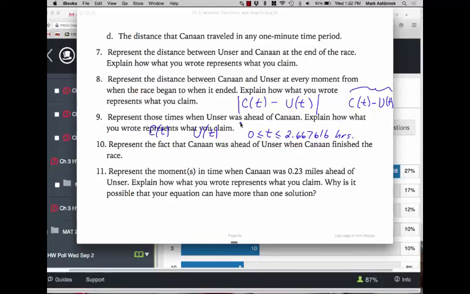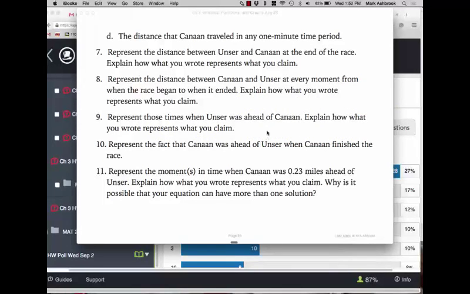All right, so then, what about representing those times when Unser was ahead of Kanan? So what about the comparison of C of t and U of t if Unser was ahead of Kanan? Well, it would simply be that the distance that Unser has gone is greater than the distance that Kanan has gone. So we're representing that for any given time t, the value of U of t is greater than the value of C of t.